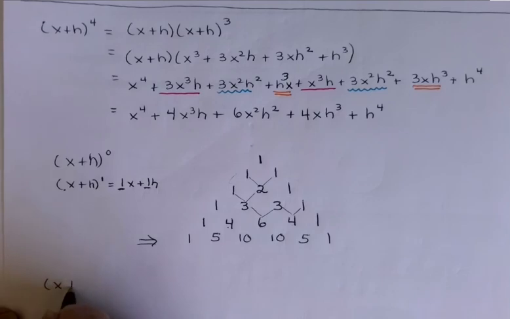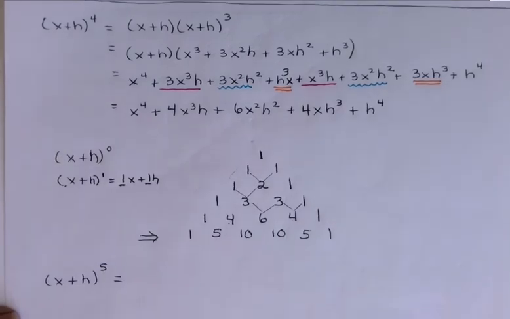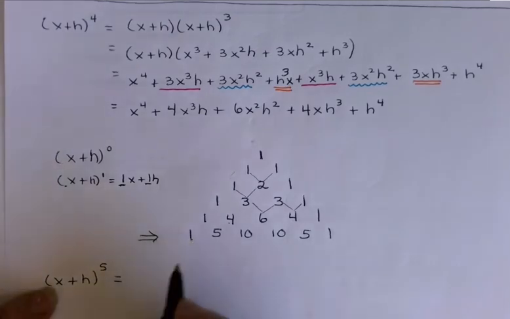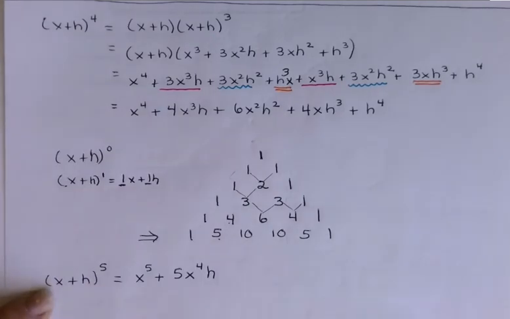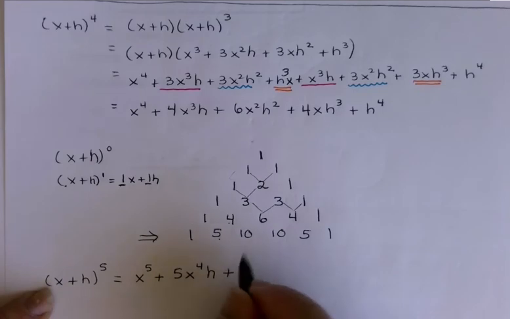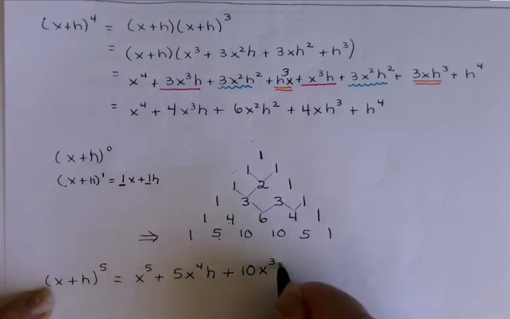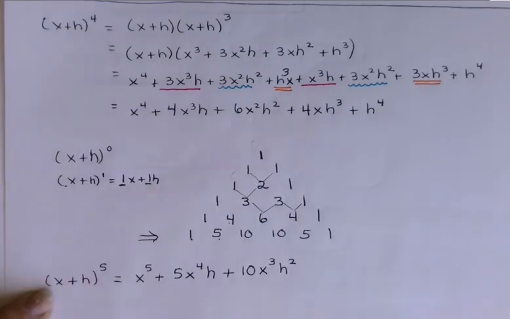And so if I wanted to write out x plus h to the 5th power, I could do that without doing all that multiplying. I'm going to start out with 1x to the 5th. My next coefficient is 5. I'm going to reduce the power on the x and increase the power on the h. Next coefficient is 10. Bring down the power to x cubed. Bring up the power to h squared.